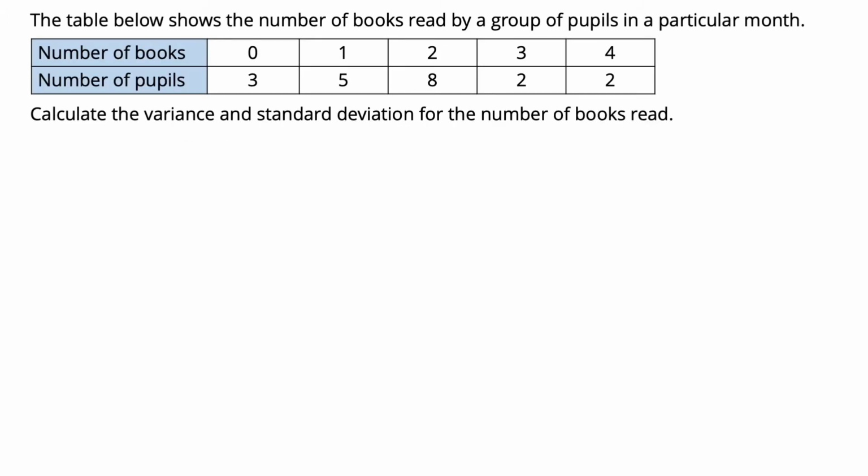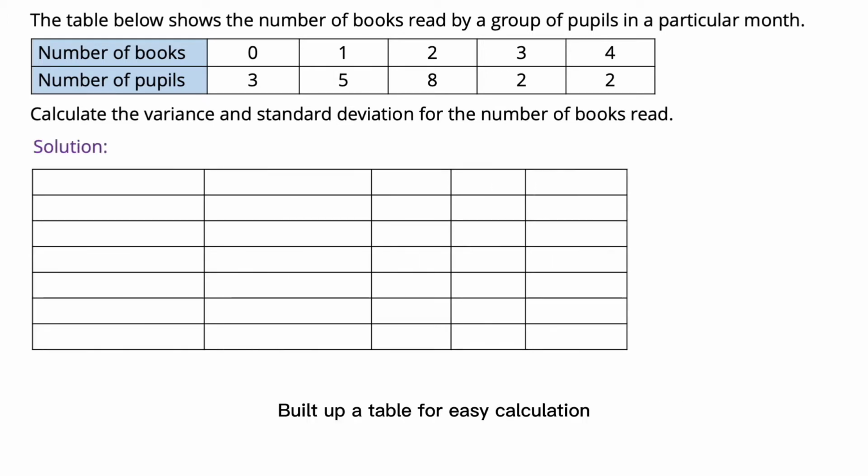The table below shows the number of books read by a group of pupils in a particular month. Calculate the variance and the standard deviation for the number of books read. If we have a bunch of numbers given in a frequency table, we need to create a table for calculation. Let's do it step by step. Build up a table for easy calculation. Then, fill in the information given.